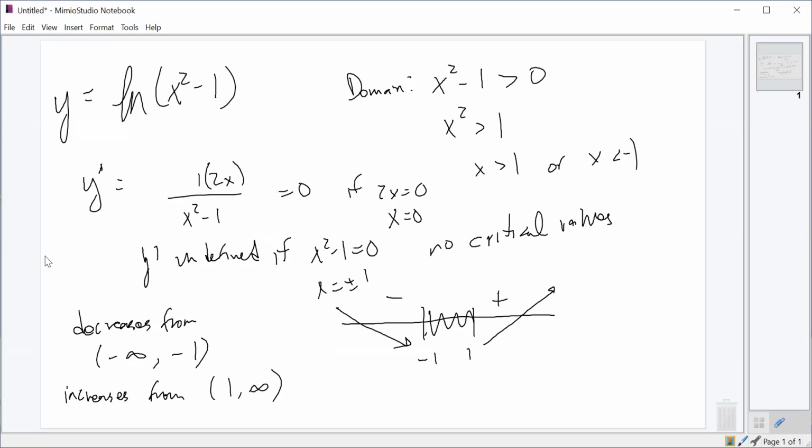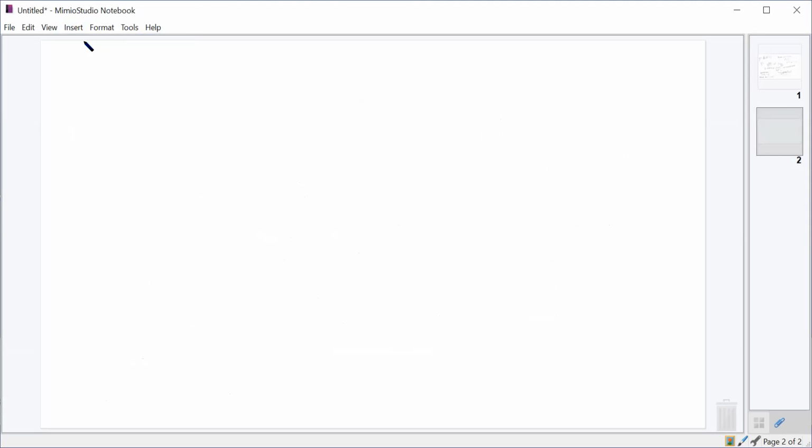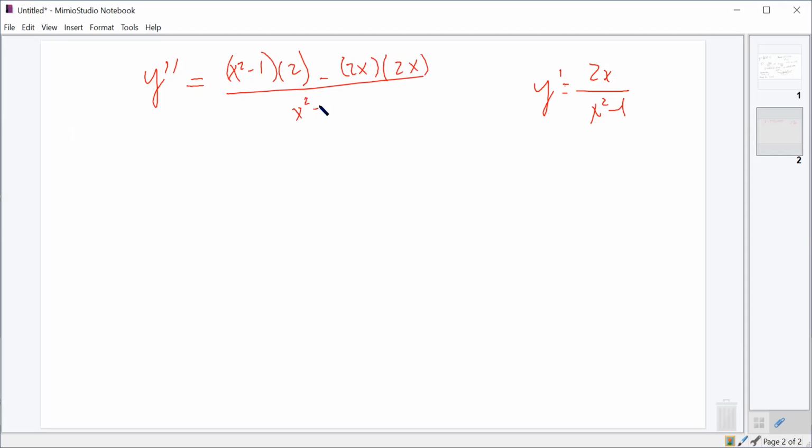All right, and then I did ask about concavity and points of inflection also, I'm assuming. So we had 2x over x squared minus 1 as our first derivative. So to find our second derivative, we just take another derivative. That'll be a quotient rule: denominator times derivative of numerator, minus numerator times derivative of denominator, all over the denominator squared.